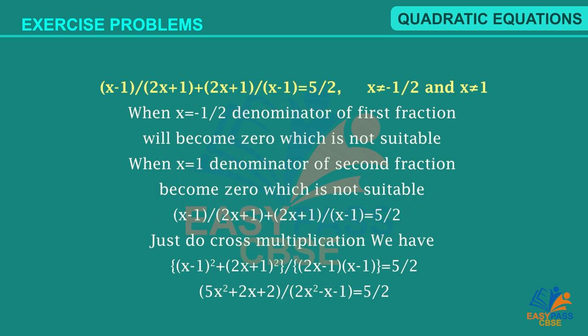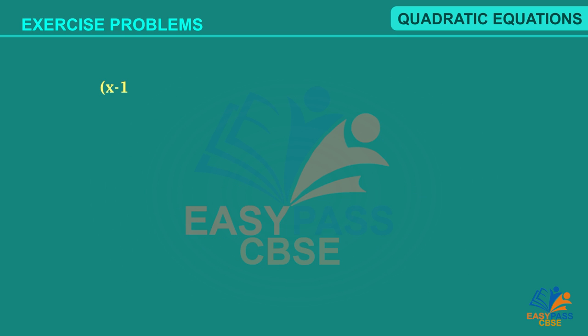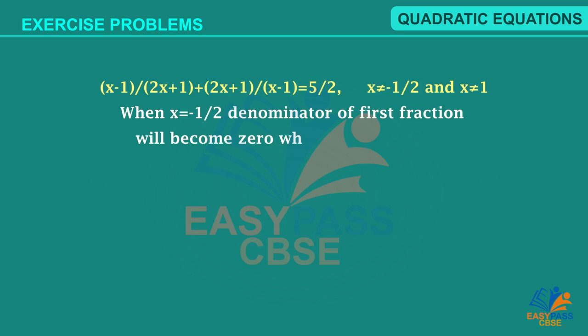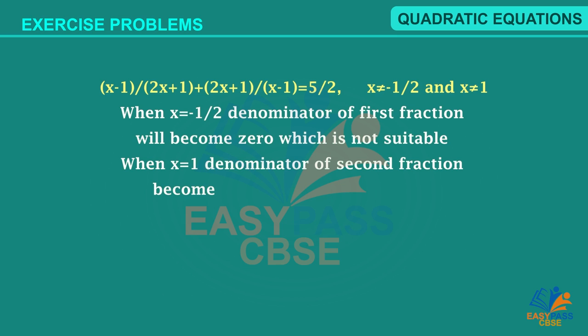Denominator 2x square minus x minus 1 over 2x plus 1 plus 2x plus 1 over x minus 1 is equal to 5 by 2, where x is not equal to minus half and x is not equal to 1. Why? Because when x is equal to minus half, denominator of the first fraction will become 0, which is not suitable. Similarly, when x is equal to 1, denominator of second fraction will become 0, which is not suitable.